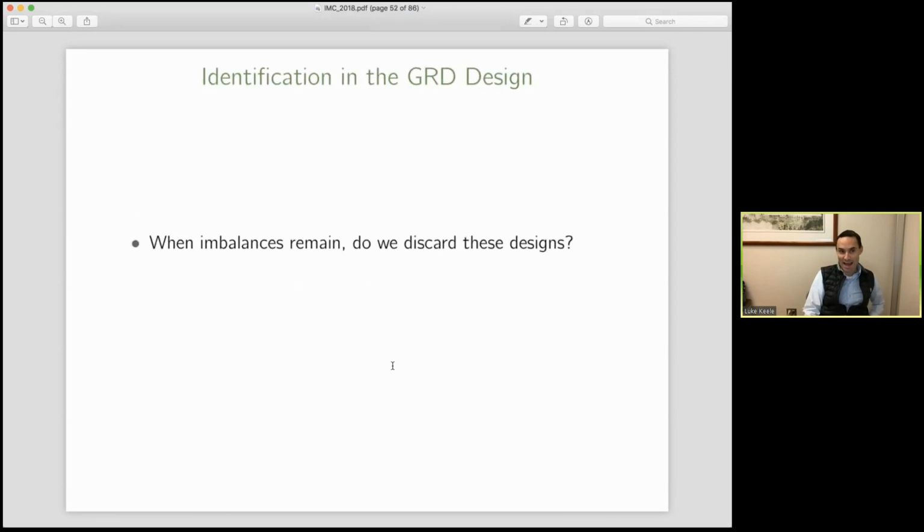One question to ask then is, if you have a geographic RD design and you find that there are still differences at the border, do you discard them? In the RD literature, there's an argument that if your RD design doesn't validate, if you don't pass these falsification tests, it's not a valid RD design anymore. What we argue is you should treat this as a quasi-experimental device.